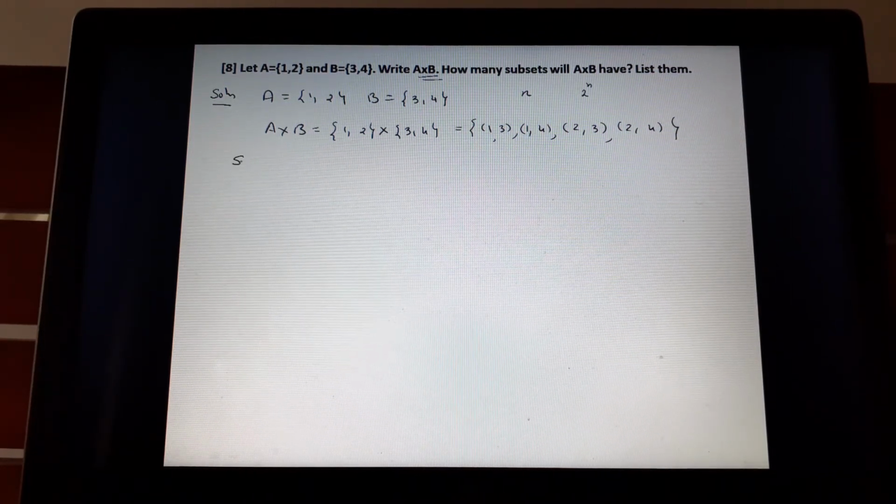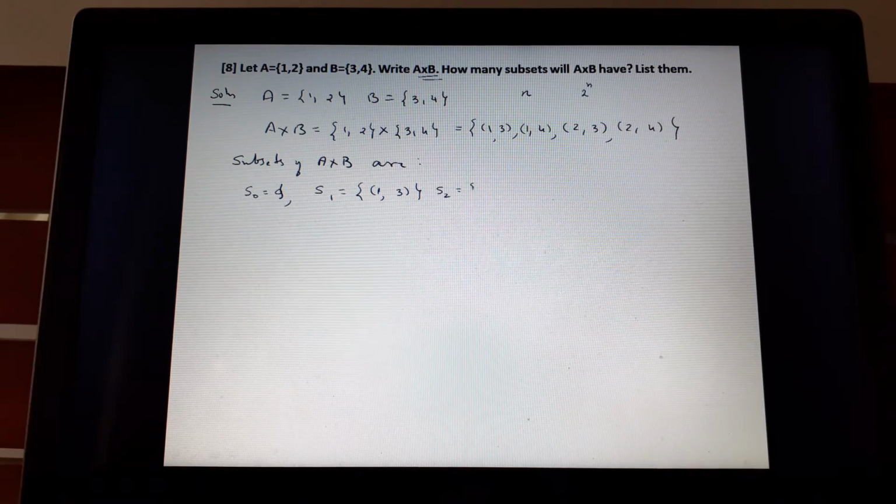Now, the subsets of A cross B are, so we shall list like this. First one is phi, because phi is a subset of every set. Let me call this S naught. S1 is where I take only one element, so 1 and 3. This is one set.